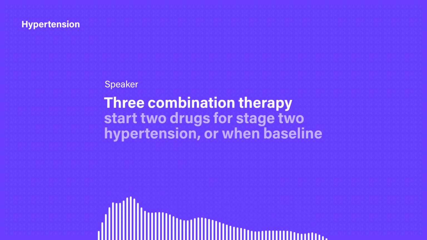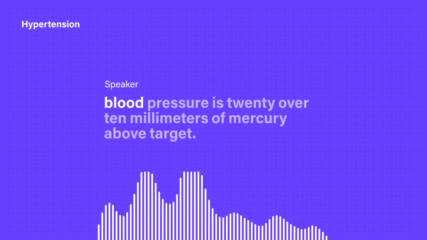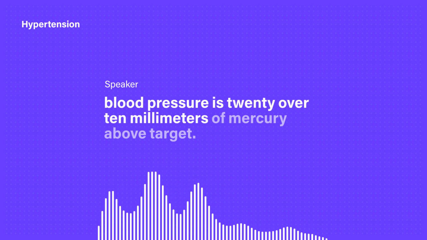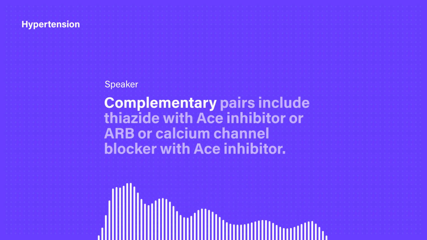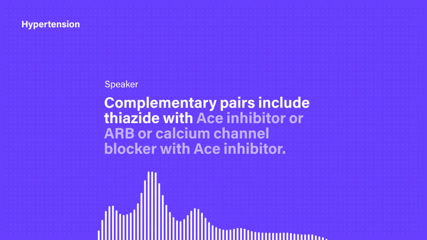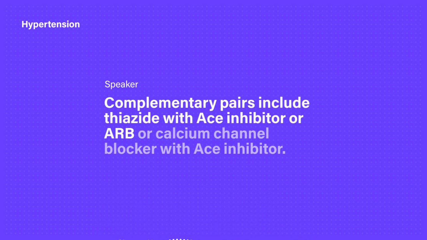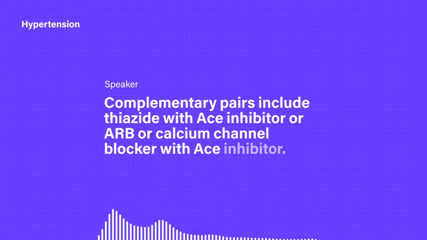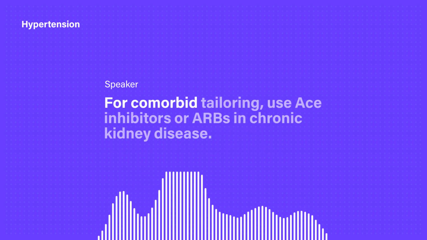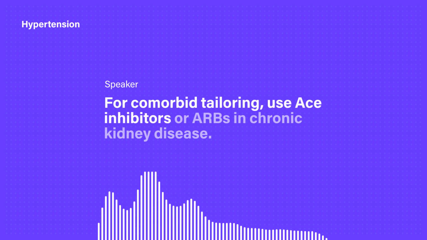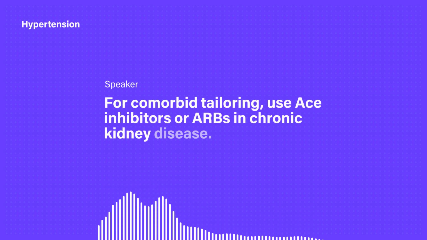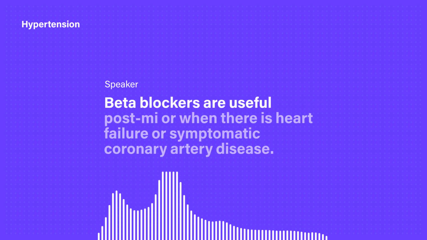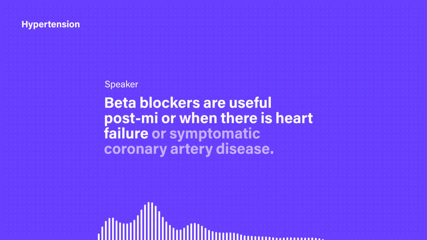3. Combination therapy. Start 2 drugs for stage 2 hypertension or when baseline blood pressure is 20/10 millimeters of mercury above target. Complementary pairs include thiazide with ACE inhibitor or ARB, or calcium channel blocker with ACE inhibitor. 4. Comorbid tailoring. Use ACE inhibitors or ARBs in chronic kidney disease. Beta blockers are useful post-MI or when there is heart failure or symptomatic coronary artery disease.